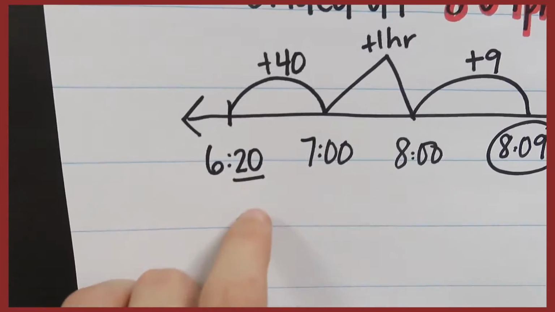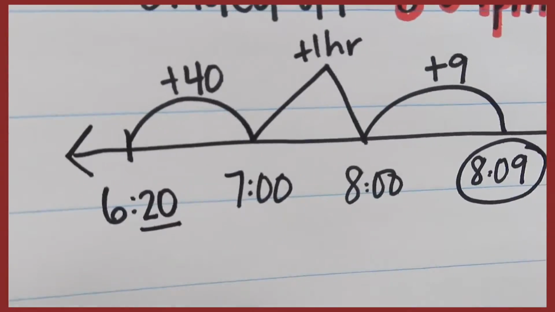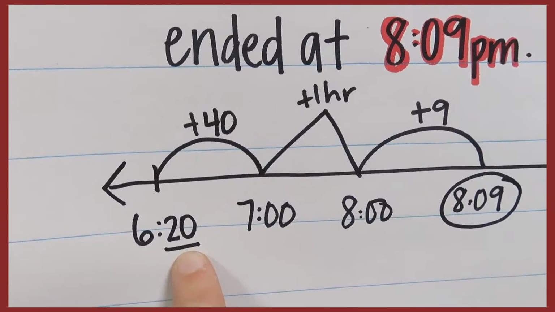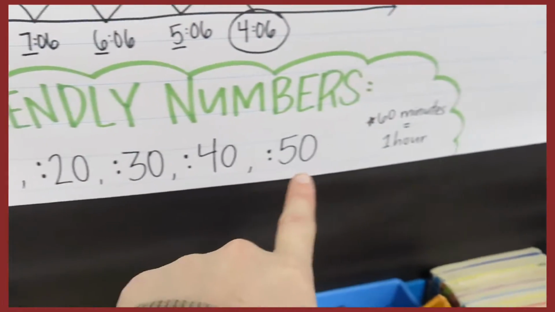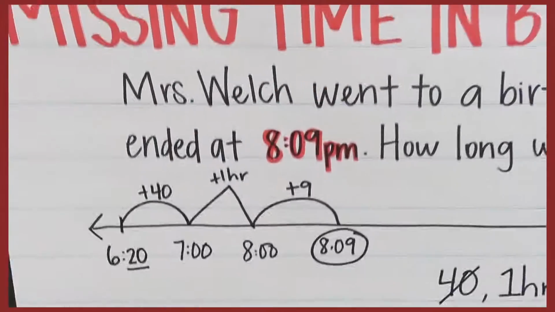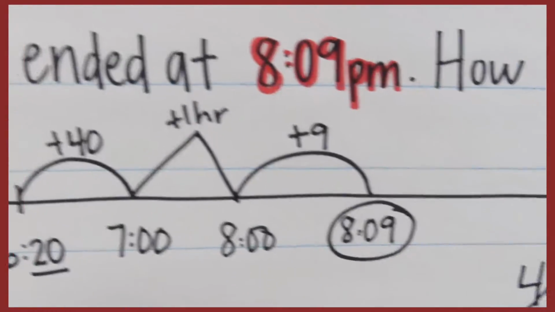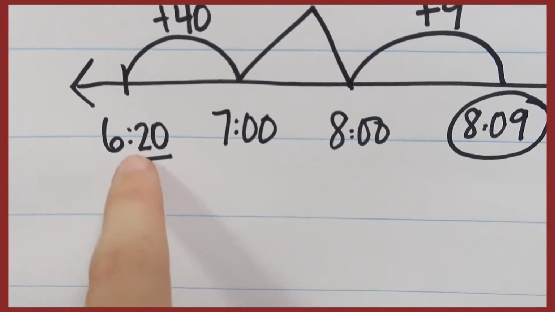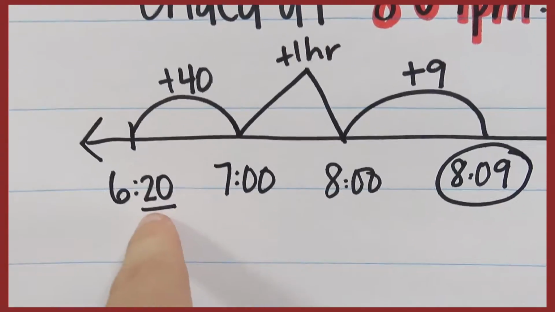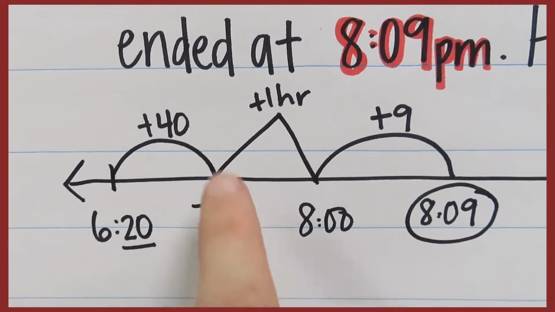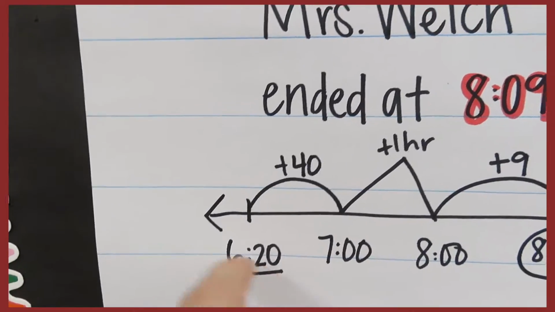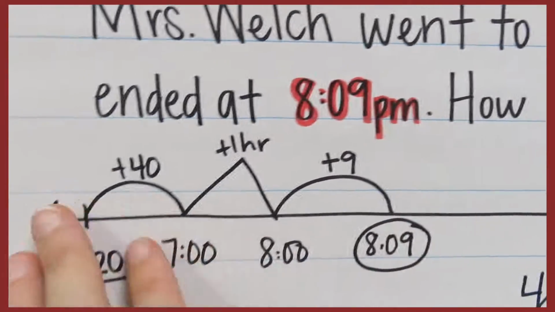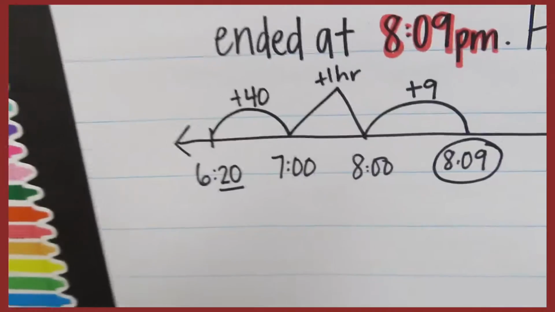All right, so here, I did it here so you can actually see it. But 6:20, okay? So this is considered a friendly number. Friendly numbers are numbers that end in 0, and those help us to get to our following hour or another friendly number. So I'm going to show you really quickly what I do to help my students understand how much time they need to jump to get to the next hour. Because this is at the friendly number, they could go by tens until they get to 7, but that would make it really long.